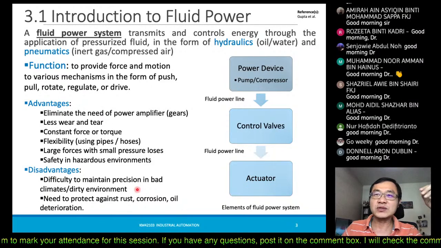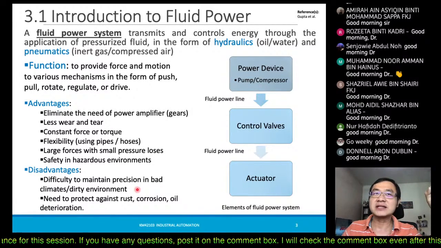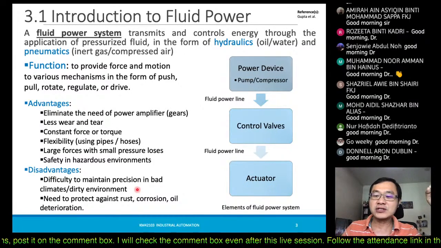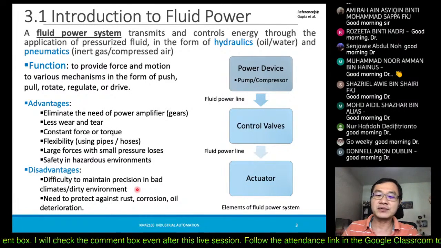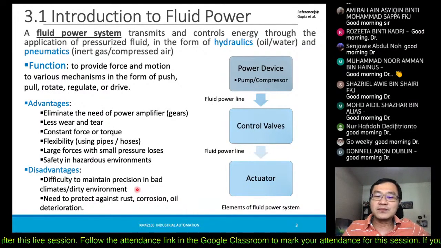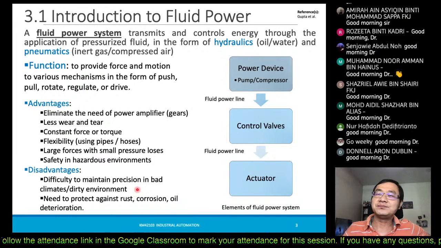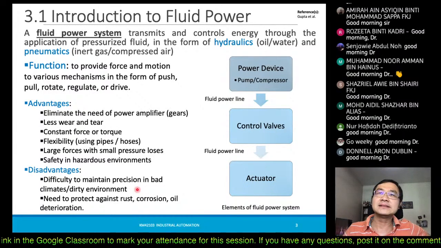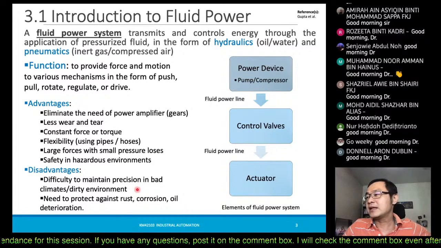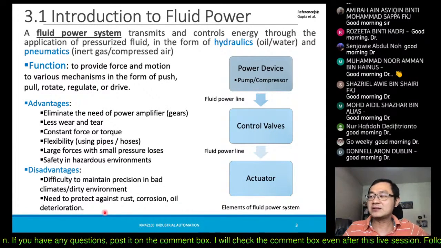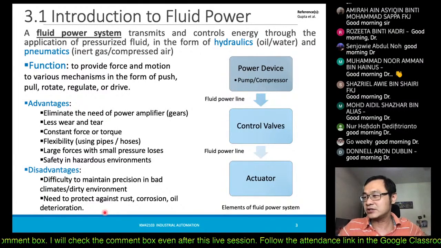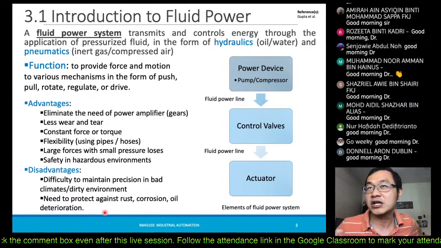That's why the tolerance of the manufactured parts is very important, to identify how many sensors and how much accuracy of precision are required. So when high precision is required, most of the time pneumatics may not be a good choice. Then also they need to be protected against rust, corrosion, and oil deterioration. So that's why you need to keep changing the oil.